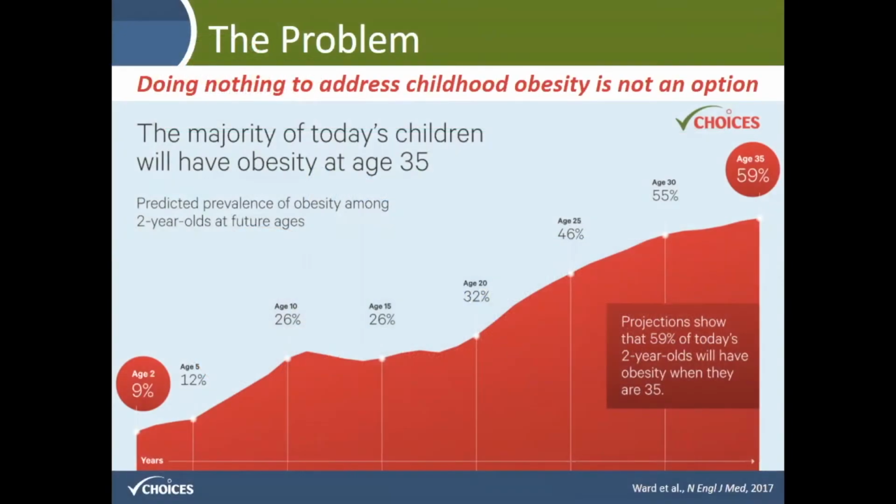Doing nothing to address childhood obesity is not an option. That's true in every state in the United States. We've published a paper a while ago showing that if current trends continue, most of today's children, about 59% we project, will have obesity at age 35. And again, we find these trends happening all over the United States. This is where we're heading, and this model is really at the heart of the Choices microsimulation model of what will happen unless we do something different.